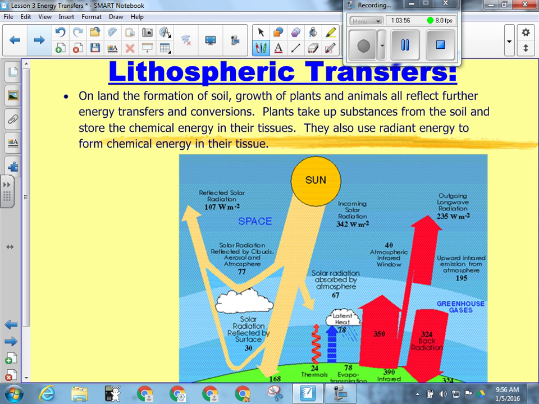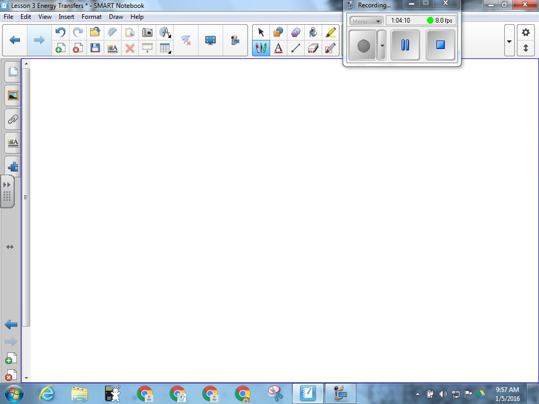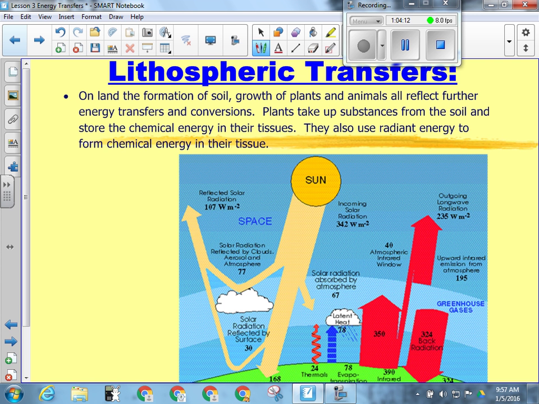Okay, and then we said the lithosphere plays a very, very small part in transferring energy. It's good at absorbing it, providing energy for plants, things like that, but in terms of transferring it and creating global transfers, basically does nothing. Okay. All right. Whew, we got through that. Okay.